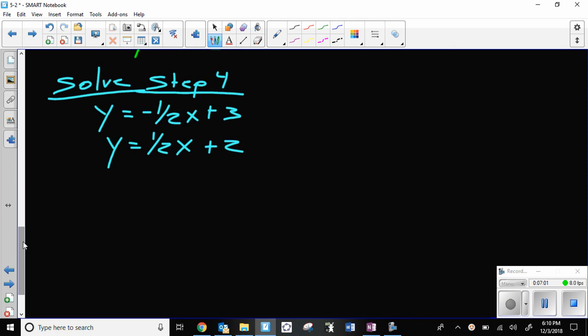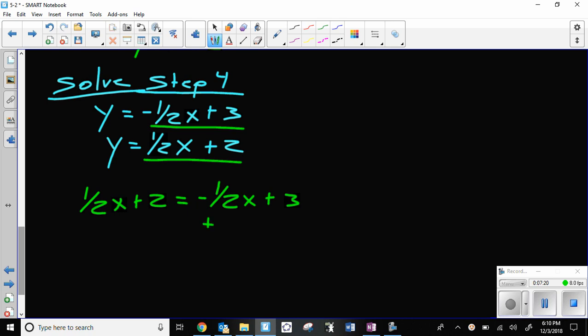Now, since they're both equal to y, I'm going to set their right sides equal to each other. So I've got 1/2 x plus 2 equal to -1/2 x plus 3. I'm going to add 1/2 x to both sides, which gives me 1x on this side. And I'm going to subtract 2 to get an x value of 1.